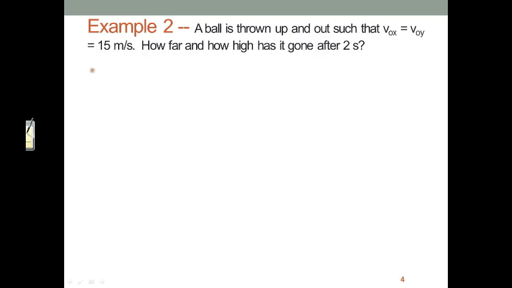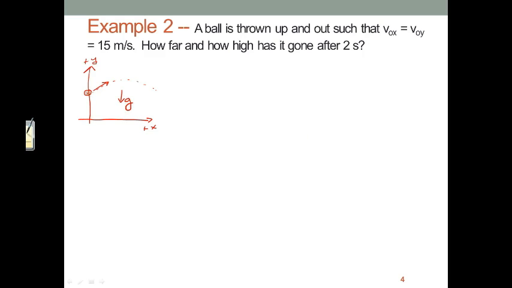So as before, I'm going to begin by drawing a picture. I'm going to let positive y be up again, positive x be to the right. My ball is fired up and out, so that looks like this. And it's going to follow a parabolic trajectory, and we want to know 2 seconds later how far and how high has it gone. I also know the acceleration due to gravity is g.